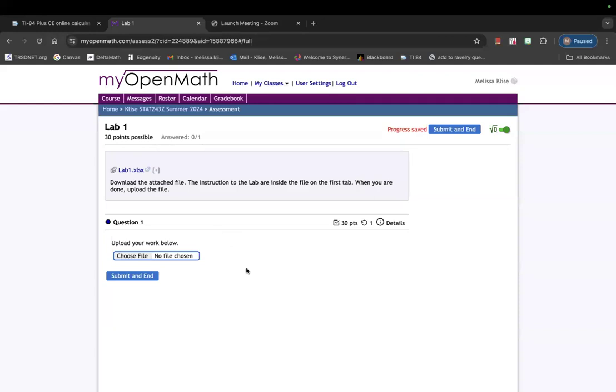I prefer if you save it with your name, because when I open them on my computer, sometimes I will lose whose is whose and I have to close everybody's out and reopen them. But if you don't, you don't. It's not that big of a deal, but I would love it if you saved it with your name. It just makes it a little bit easier for grading.